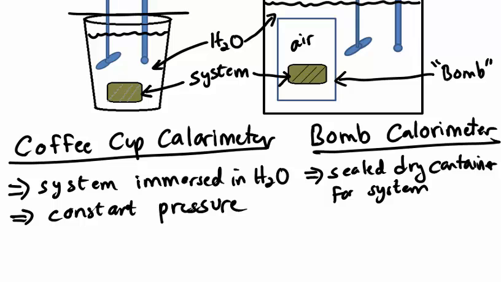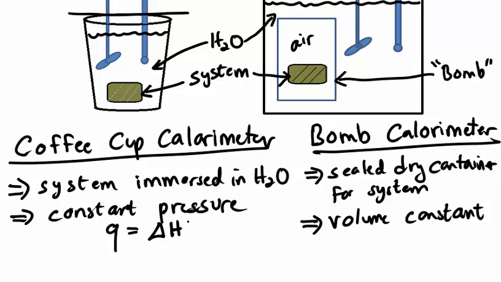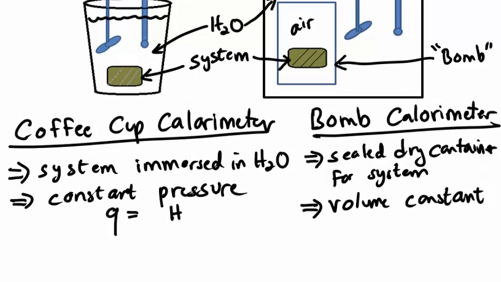And because that container is sealed, the volume can't change. So you have a constant volume system. So in the coffee cup calorimeter, you had a constant pressure system, and in the bomb calorimeter, you have a constant volume system. So for instance, if your system happened to produce gas, the pressure would go up in that container, but the volume would be constant. All right, since the coffee cup calorimeter is a constant pressure, that means that Q, the heat, will be equal to the enthalpy change. You can't say the same for the bomb calorimeter, however.